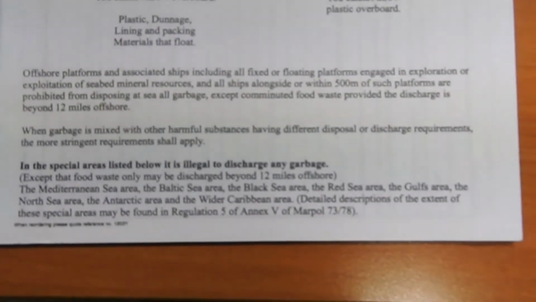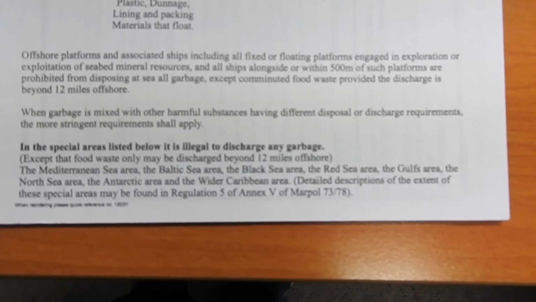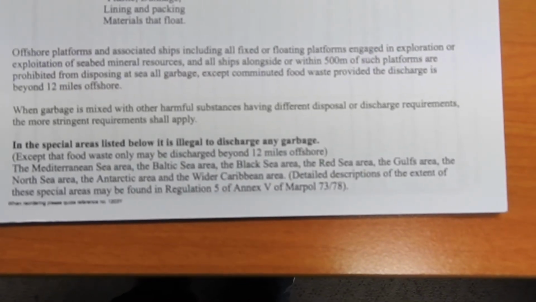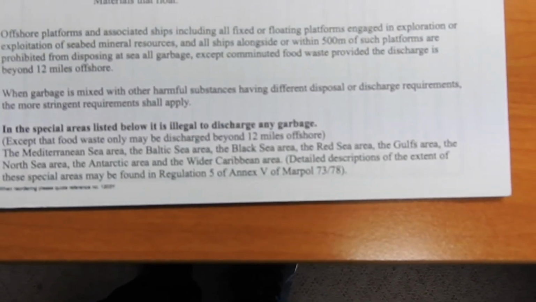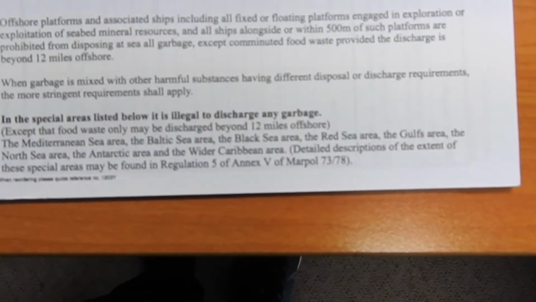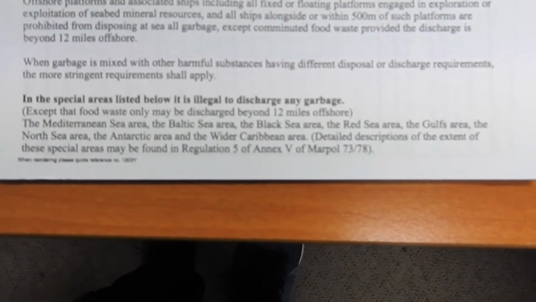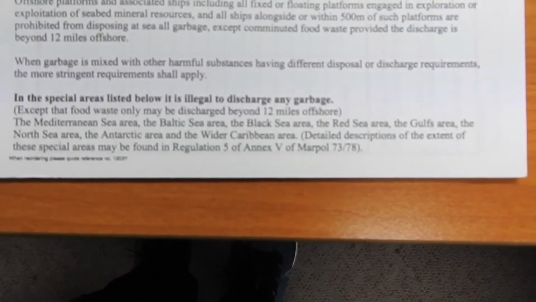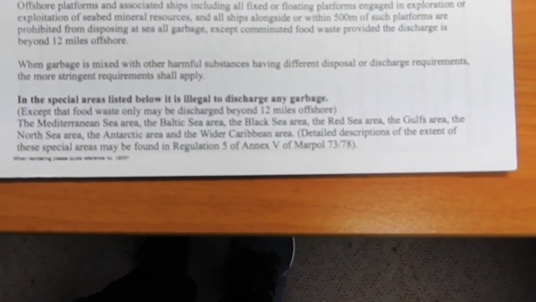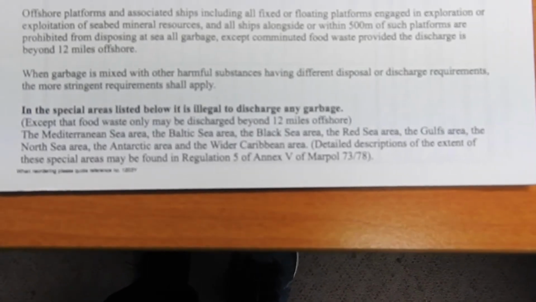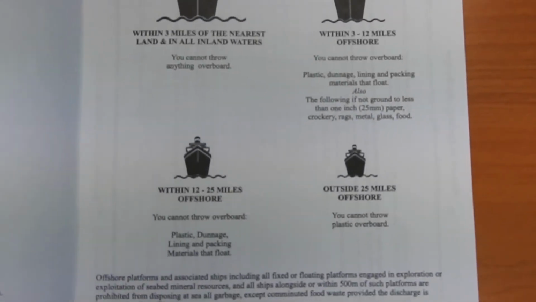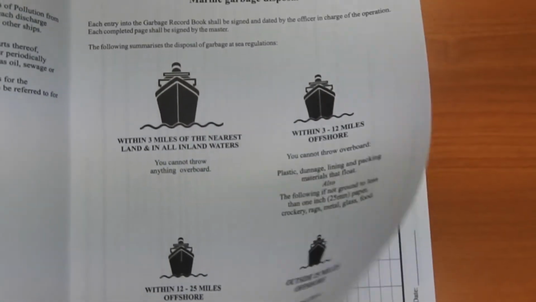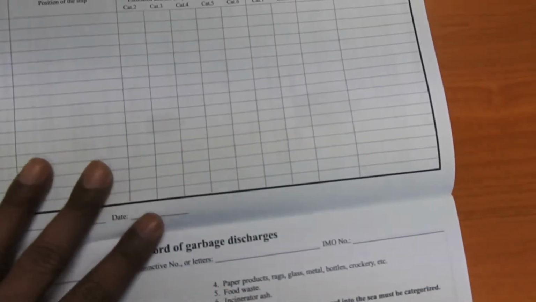And then some other instructions are given here as well. In some of the special areas listed below, it is illegal to discharge any garbage, except that food waste only may be discharged beyond 12 miles offshore. Here the sea areas are mentioned clearly: the Mediterranean Sea, Black Sea, Baltic Sea, Red Sea, Gulf areas, etc. So it's a pretty handy guide for chief officers. But even after reading all this, if you are in doubt, then you should definitely consult MARPOL Annex 5.